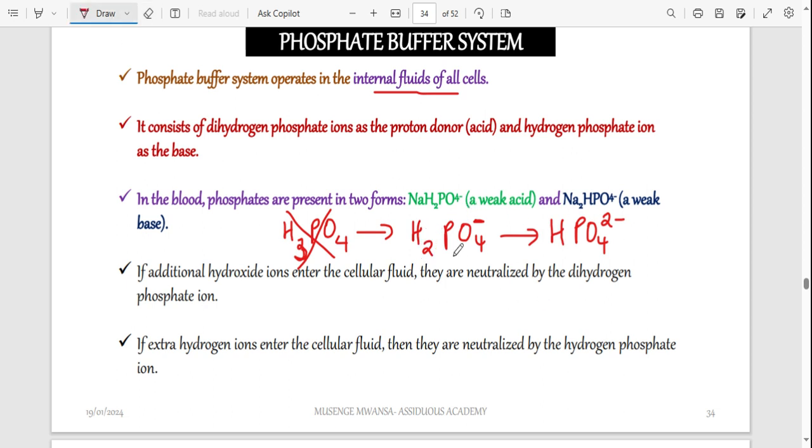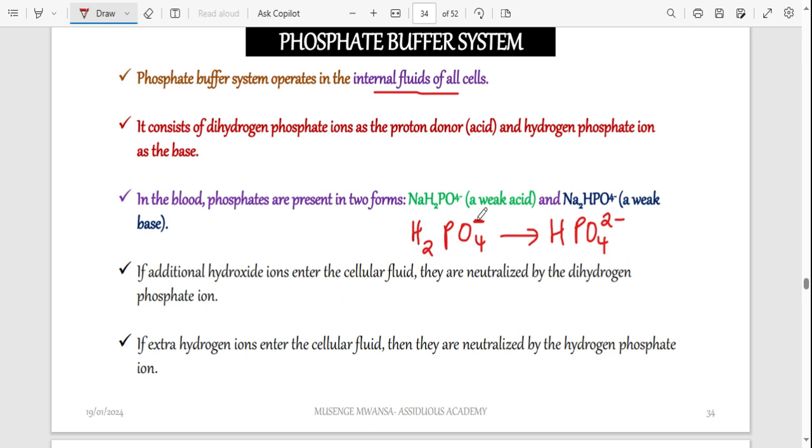Now let me ask another question. Between this one, let me label it as A, and this one, let me label it as B, which one is going to be the acid and which one is going to be the base? Which one will be the acid? Okay, good. So A is the acid.